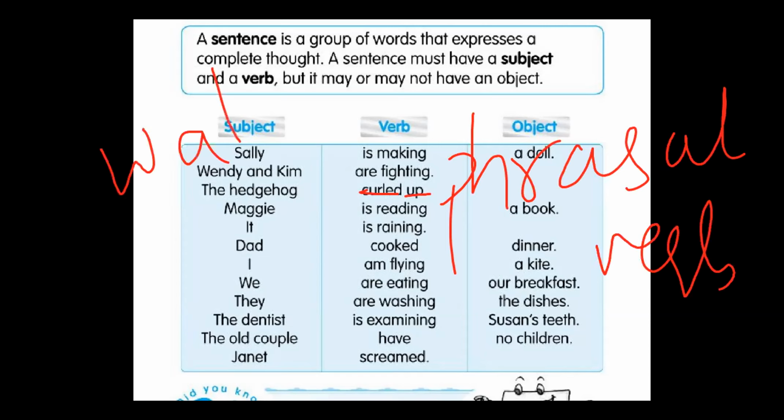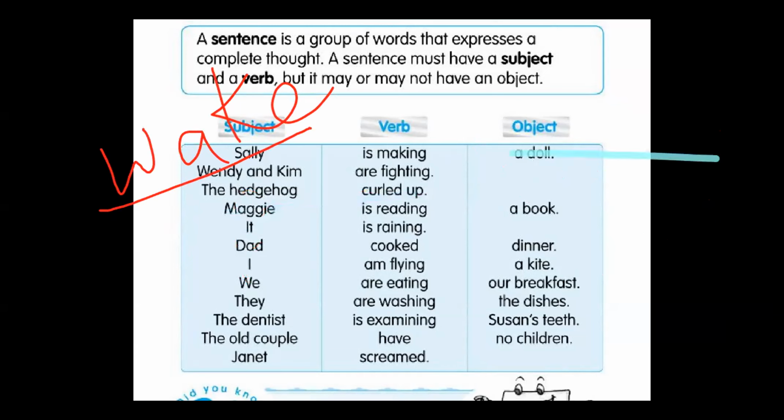Wake up. Wake up is a phrasal verb, where we have verb plus preposition. That is called a phrasal verb. So curl up is a phrasal verb. उसे भी verb ही कहा जाता है.